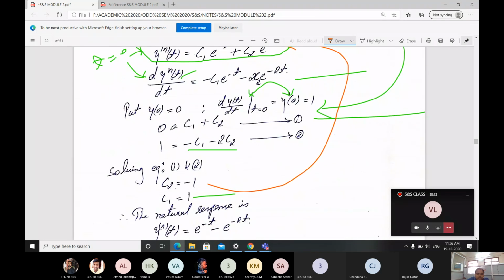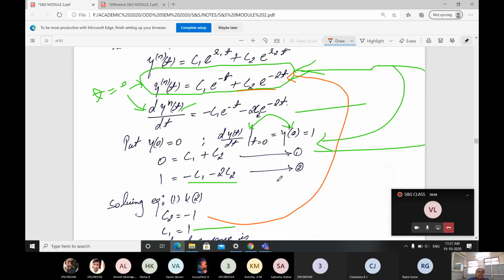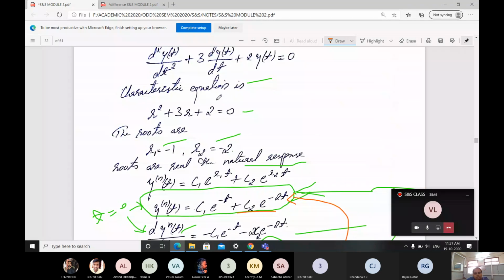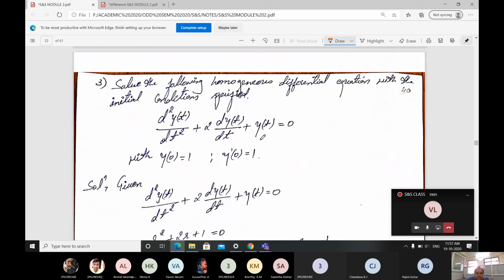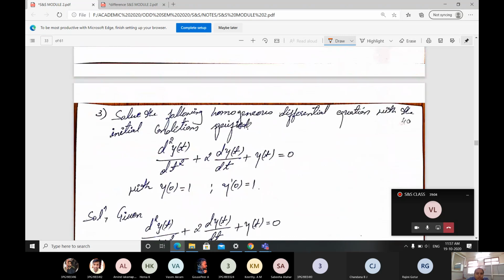So after substituting, what will you get? The natural response yn of t, c1 is going to be 1 only. So e raised to minus t minus of e raised to, here in this equation, that is minus 1 minus e raised to minus 2t. This is one type of problem where in the first problem the roots we got are real. Here real roots, minus 1 and minus 2, right? Two real roots actually, okay?